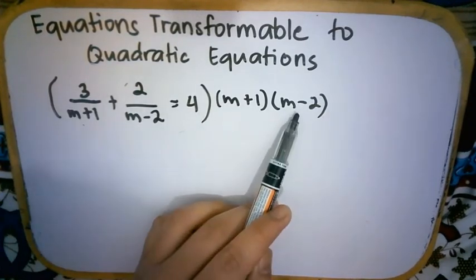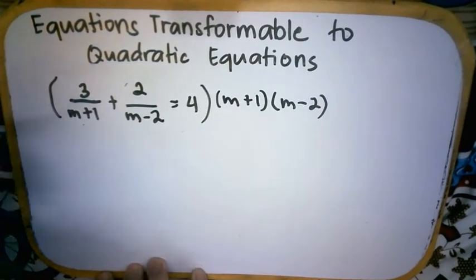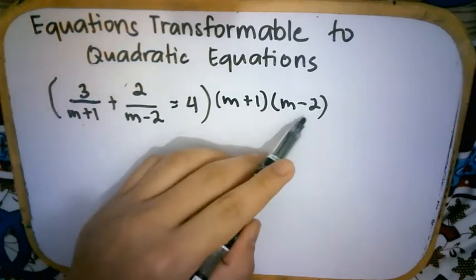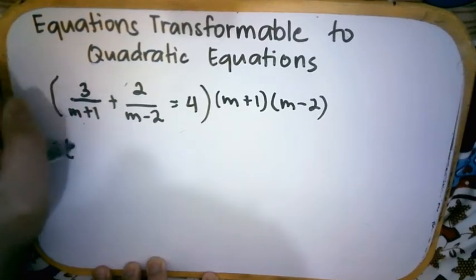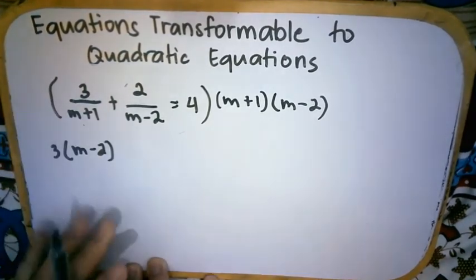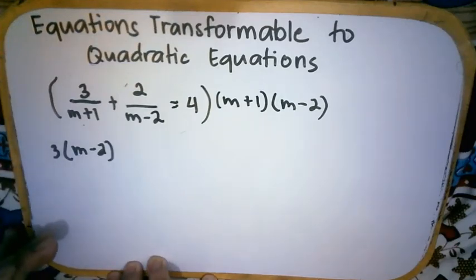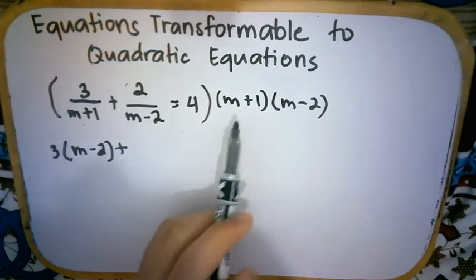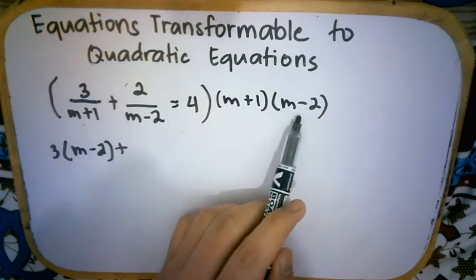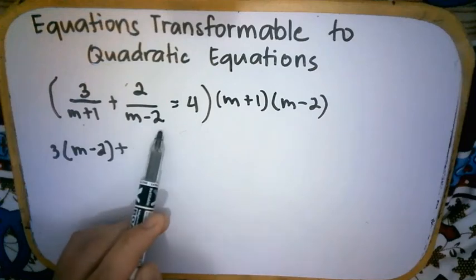M minus 2 times 3 will be, or here in this case, dahil binomial yan, so ipakita muna natin yung itsura. So 3 times m minus 2. So ganyan muna. Wag muna natin simplify para makita natin later on kung ano yung maging itsura or maging sagot after multiplying this. And then plus, so again, we're going to multiply m plus 1 times m minus 2 and then multiply that by 2 over m minus 2.